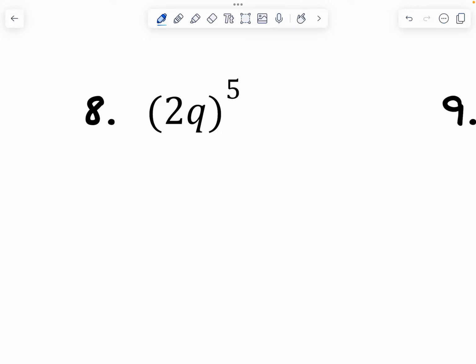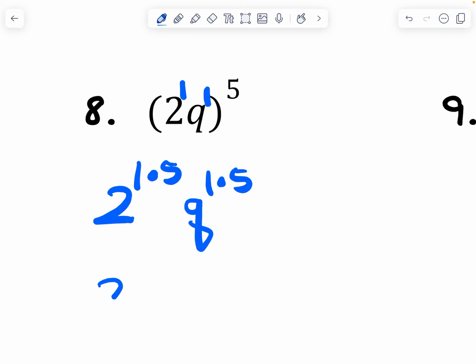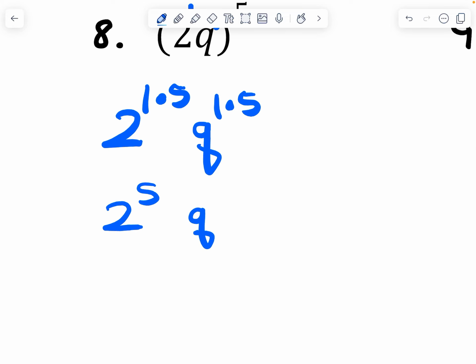This one, it has parentheses. It has an exponent on the outside of the parentheses. That means this is power to a power. Remember that there are invisible 1s right there. So 2 to the 1 times 5, q to the 1 times 5, so 2 to the 5th, q to the 5th, and that's going to be 32 q to the 5th.